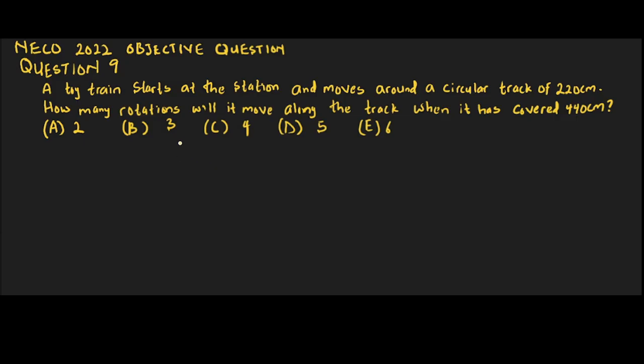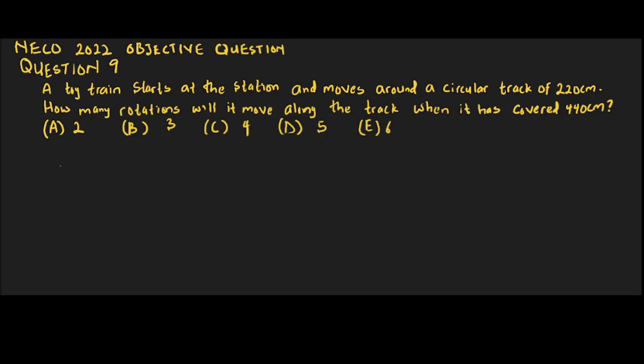Question 9. A toy train starts at the station and moves around the circular track of 220 centimeters. How many rotations will it move along the track when it has covered 440 centimeters? Now, we are told that a toy train starts at the station and moves around the circular track.